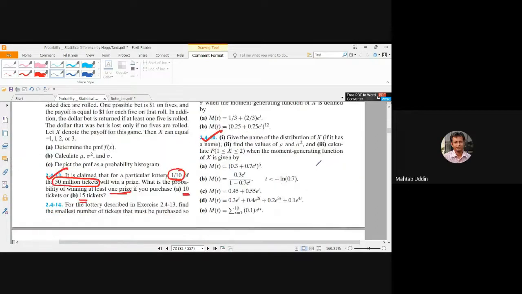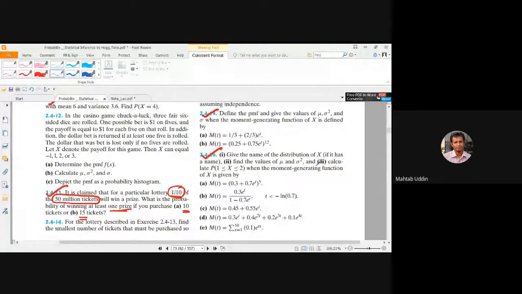But now 19, 20, what you said actually, the PMF and MGF are always critical. Define the PMF and give the values of mu, sigma square, and sigma. The moment generating function is given here. I am going to do B, and A will be homework. B says M(t) is (0.05 plus 0.75 e to the t) whole to the power 12. So 19B I am going to do.